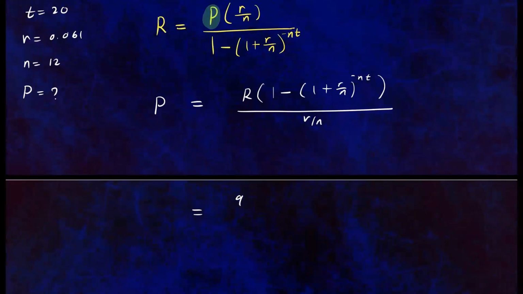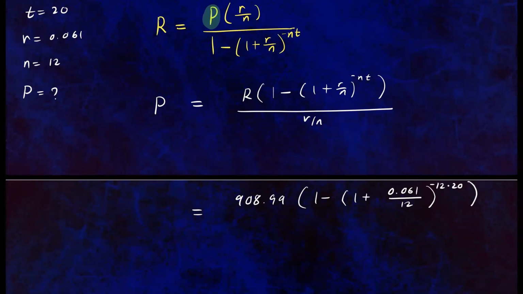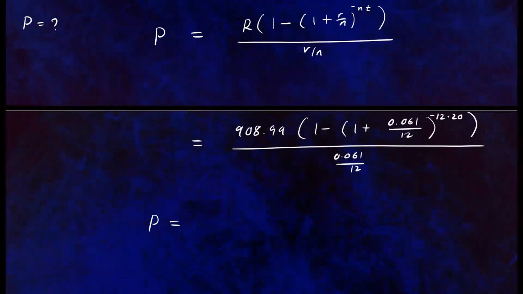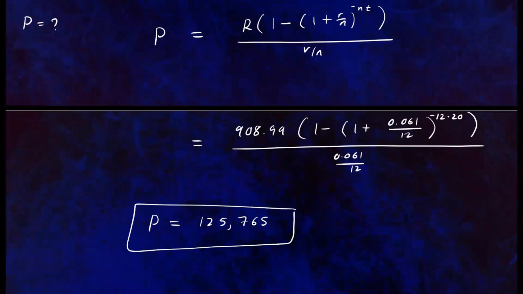Well, we know that it's going to be $908.99 times 1 minus 1 plus the rate, 0.061, divided by 12, to the power negative 12 times t. For t, we're using 20 for the remaining 20 years on this loan, divided by 0.061 divided by 12. Then if you plug this in your calculator carefully, you'll see that you have about $125,765 left on this loan after 10 years.